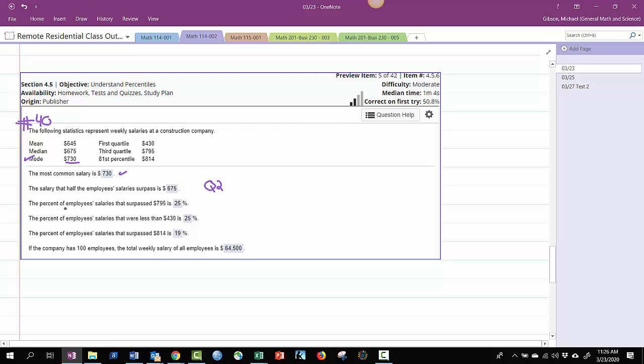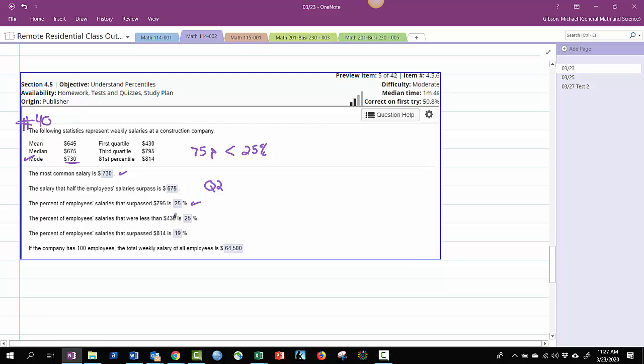All right. Now, the percent of employees that surpass 795. Well, if you look up here, now they're doing it differently. Here's the 795. That's the third quartile. Well, the third quartile is the 75th percentile, right? So that means this is higher than 75% of the numbers. Well, this says what percentage surpass it. So if this is higher than 75%, that means it's lower than the top 25%, right? You with me? So this one is 75th percentile, so it's higher than 75%, so it means it's lower than 25%. That's where the 25 comes from.